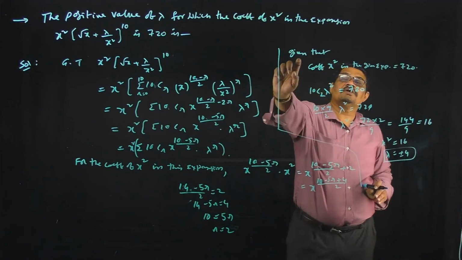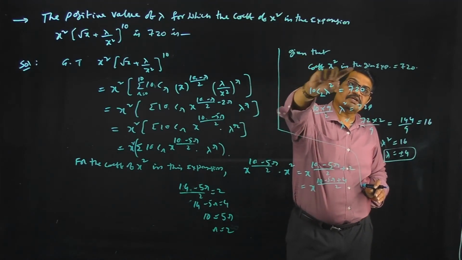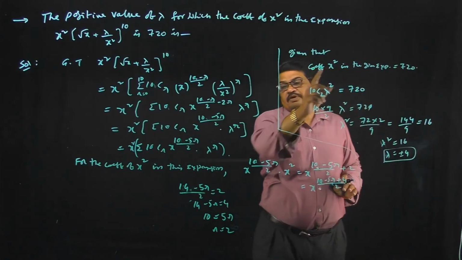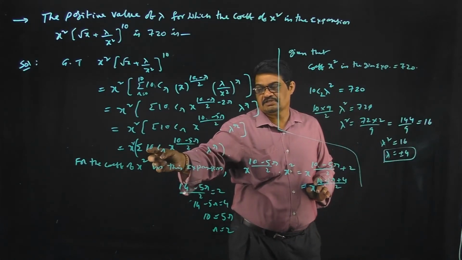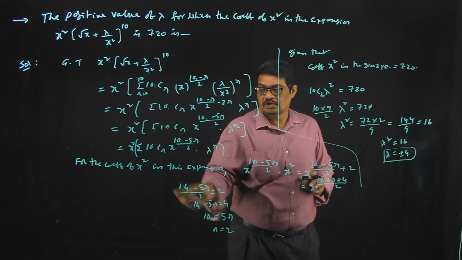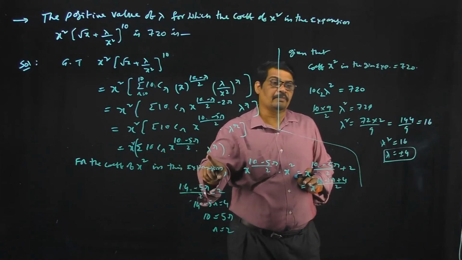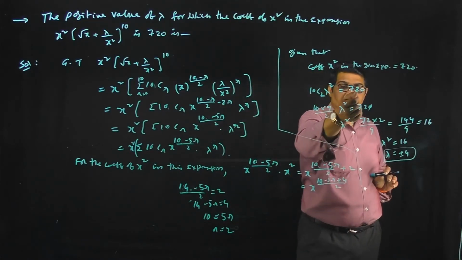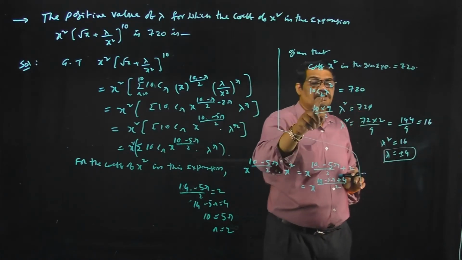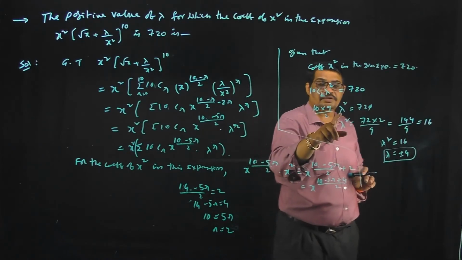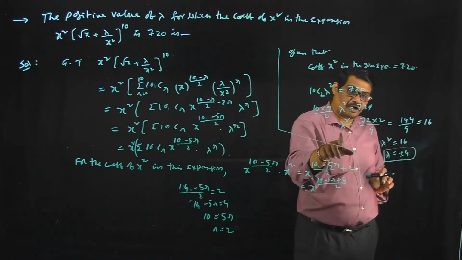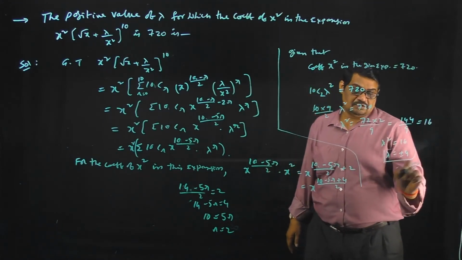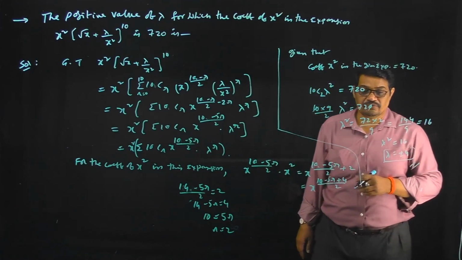Given that the coefficient of x square in this expansion is 720, what is the coefficient of x square? It is 10 C R. Here R is 2, so 10 C 2 into lambda power 2 is the coefficient of x square, which is 720. Now what is 10 C 2? That is 10 into 9 by 2, into lambda square is 720. After simplification we get lambda is plus or minus 4. So the value of lambda is plus or minus 4.